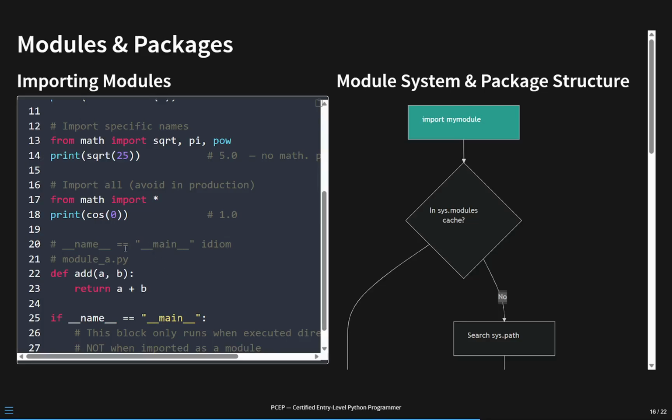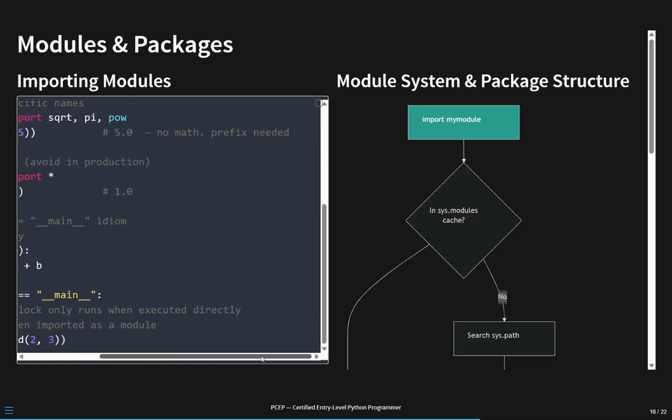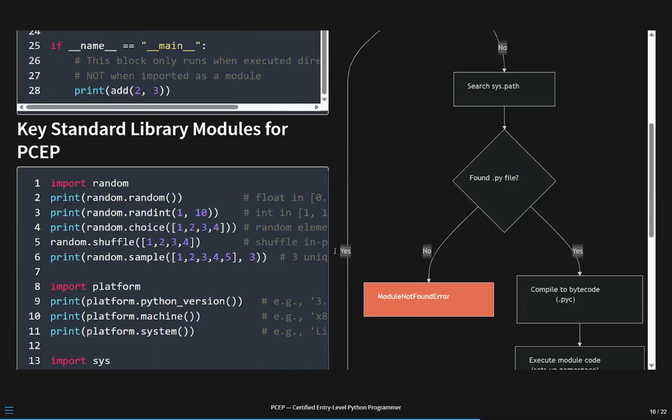The if __name__ == "__main__" idiom. When Python runs a file directly, it sets __name__ to "__main__". When a file is imported as a module, __name__ is set to the module's file name. This pattern lets you write code that runs only when executed directly, your test code, your main call, and not when the file is imported by another script. You will see this on the exam.